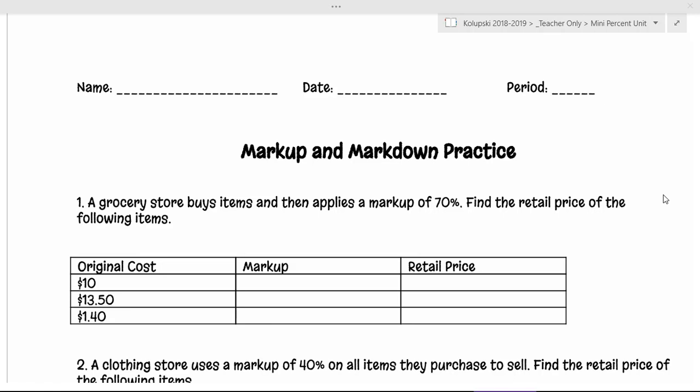This lesson is going to talk about markup and markdown. Now, this is very common to tax and discount. A markup is when a business owner would sell something for a higher price. So the business owner wants to be able to make money.